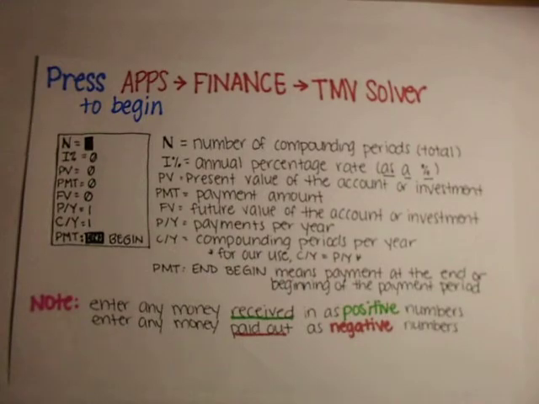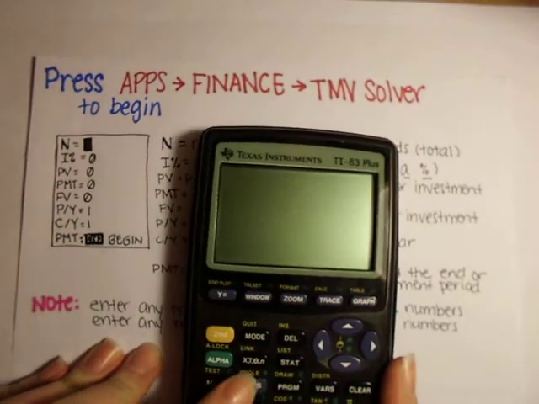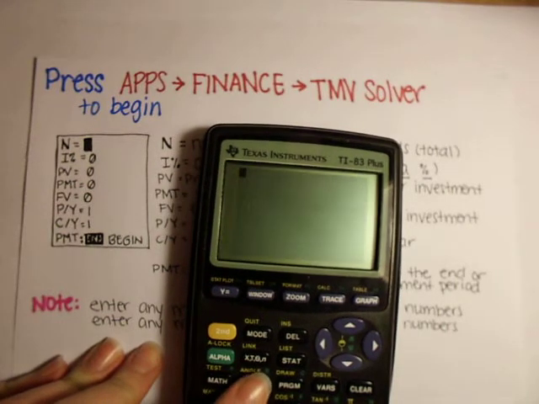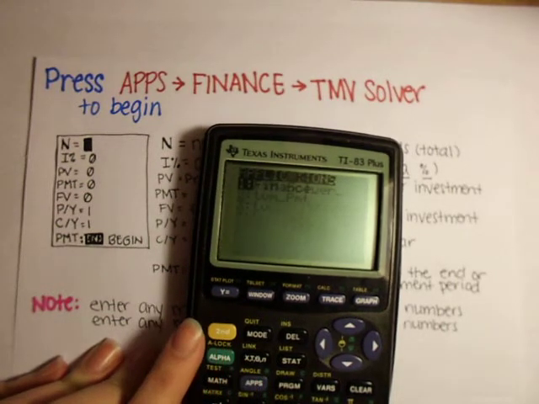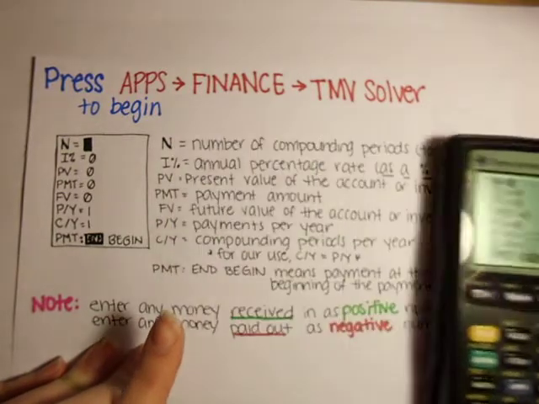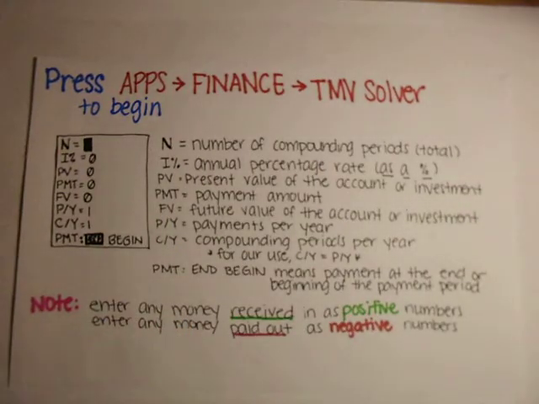To get to the finance application, you're going to press Apps, and then Finance, then TMV Solver, and then you can begin. Our N is our number of compounding periods total. I% is the annual percentage rate and is always written as a percent.